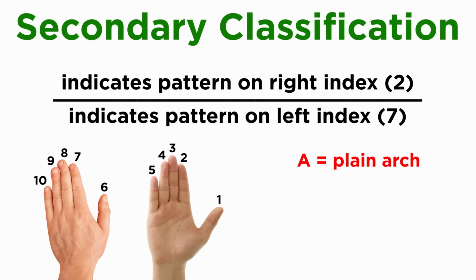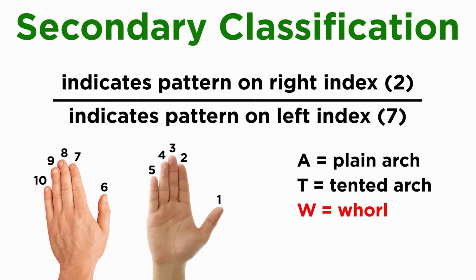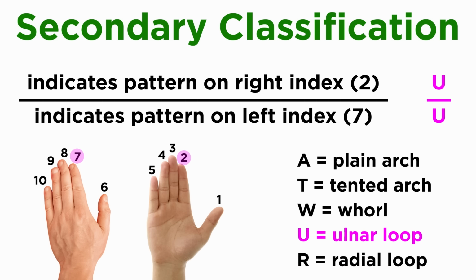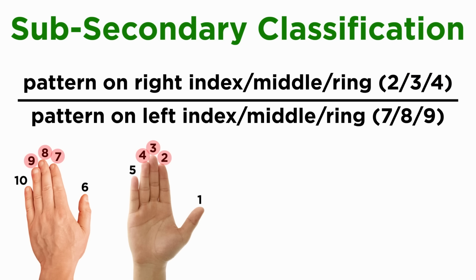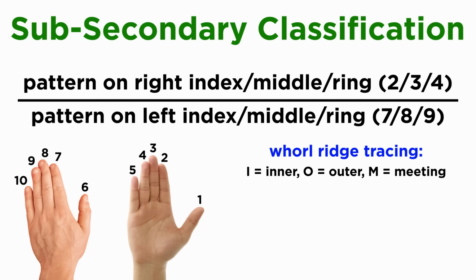Patterns are labeled A, plain arch, T, tented arch, W, whorl, U, ulnar loop, or R, radial loop. For example, U over U denotes ulnar loops on both index fingers. Next, subsecondary classification looks at index, middle, and ring fingers. Whorls undergo ridge tracing to determine if they're inner, I, outer, O, or meeting, M, based on ridges between the traced line and the right delta.